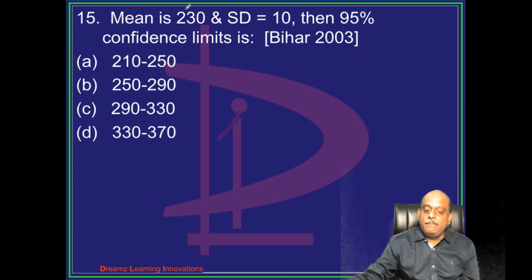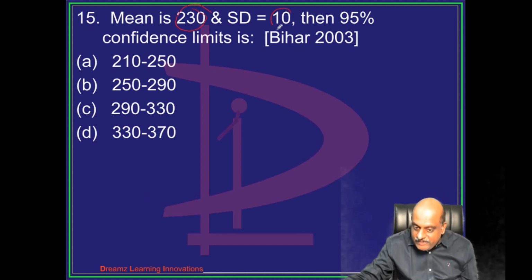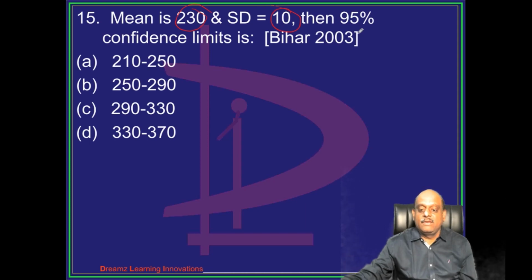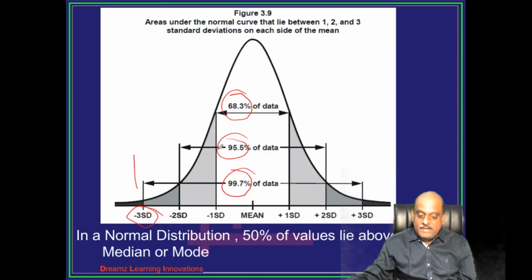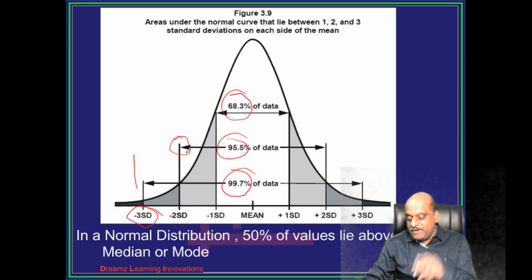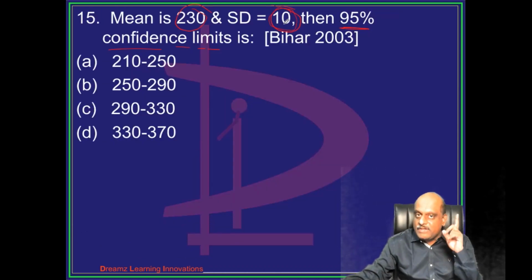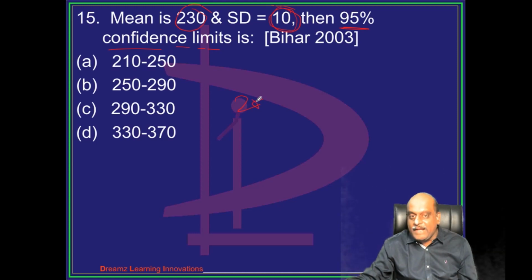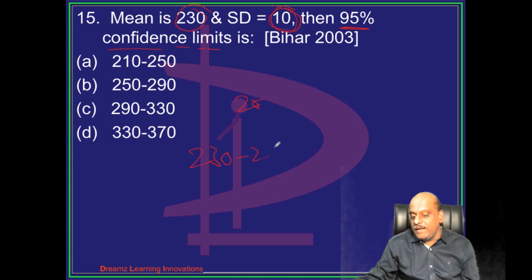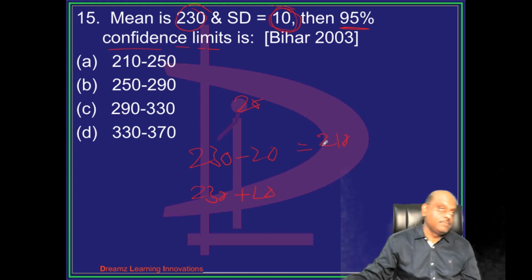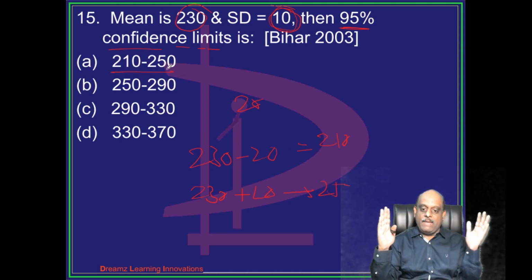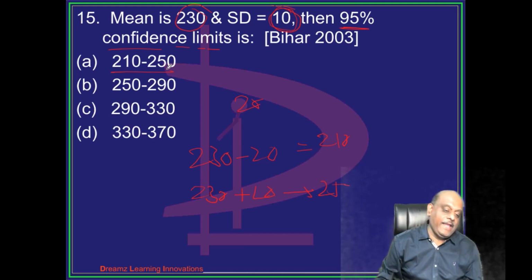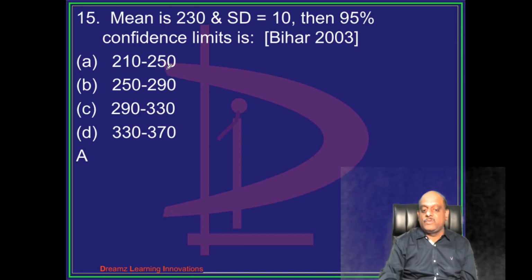Now doctor, the mean is 230, standard deviation is 10. Then what are the 95% confidence limits? 95% data कितने दूर में होता है डॉक्टर? 2 standard deviations में है ना? So 2 standard deviations बोले तो 1 standard deviation equal to 10. 2 standard deviations means 20. मतलब 230 minus 20, 230 plus 20 कितना आ गया? 210 एक तरफ, 250 दूसरी तरफ. So between 210 and 250 के बीच में 95% of the population will be there is what you should remember.